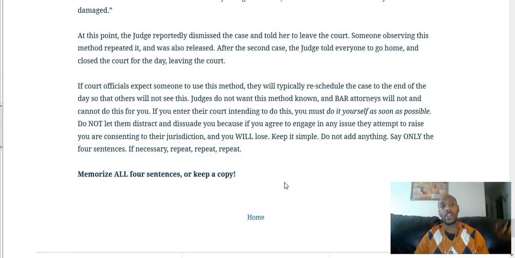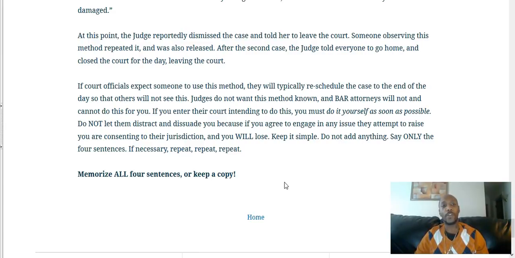At this point, the judge reportedly dismissed the case and told her to leave the court. Someone observing this method repeated it and was also released. After the second case, the judge told everyone to go home and closed the court for the day. Now that's funny. They say, we gotta wrap this up, because everybody is about to start doing this now.